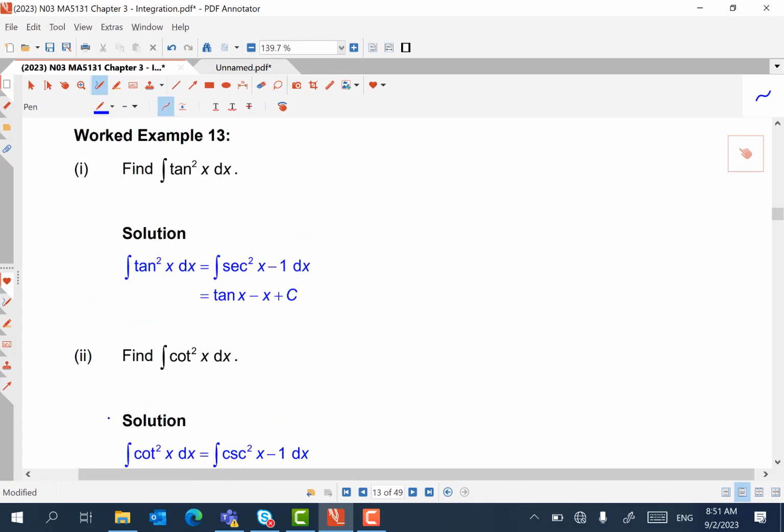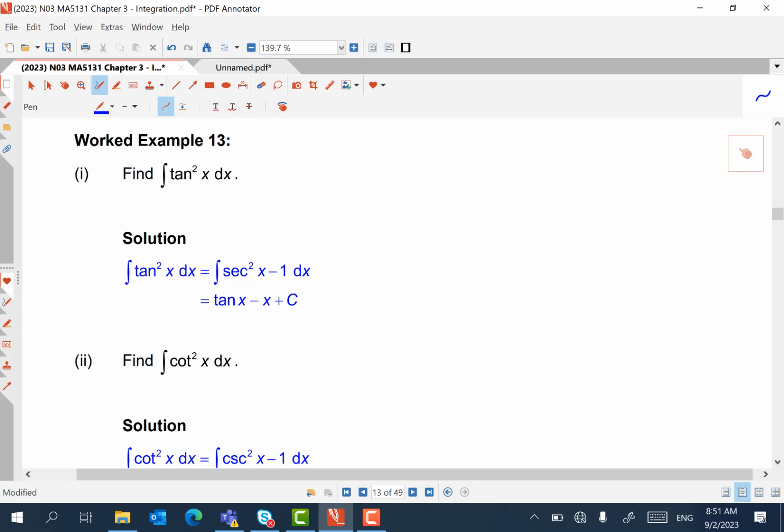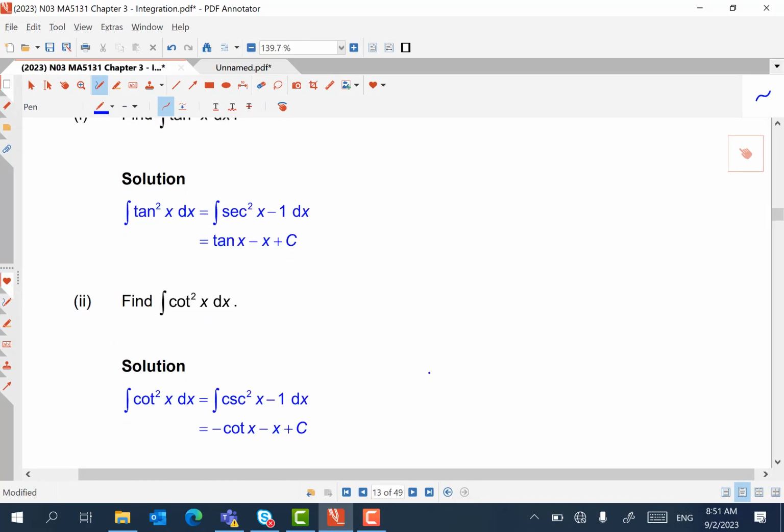Okay, anyway, in example 13 of the notes, it is all done deal. The questions in this example show you how you can do these few questions.